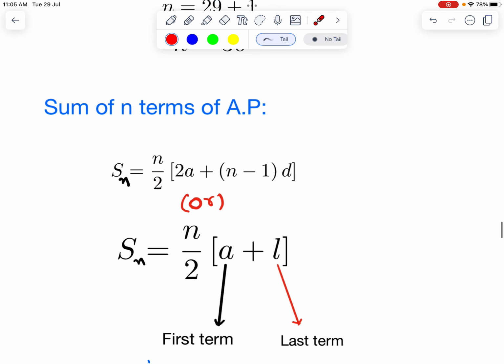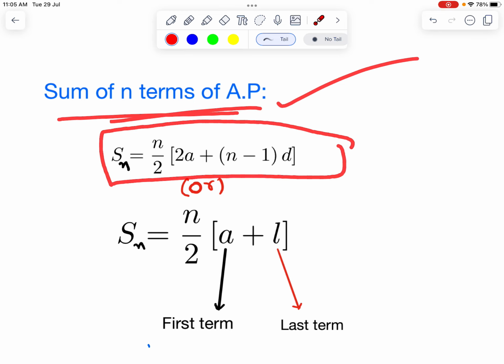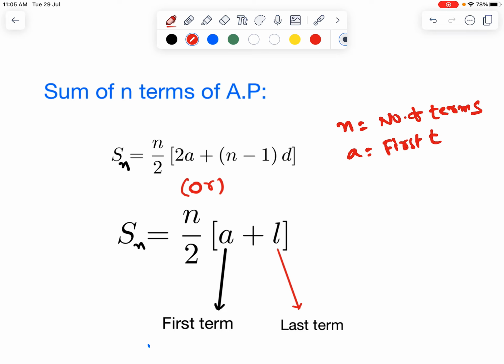Okay. Next. Sum of n terms of AP. Formula: Sn is equal to n by 2 into 2a plus n minus 1 into d. n is equal to number of terms, a is equal to first term, d is equal to common difference.